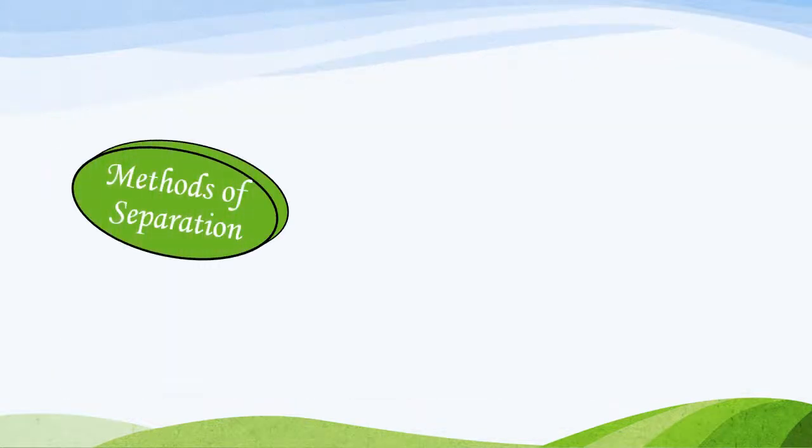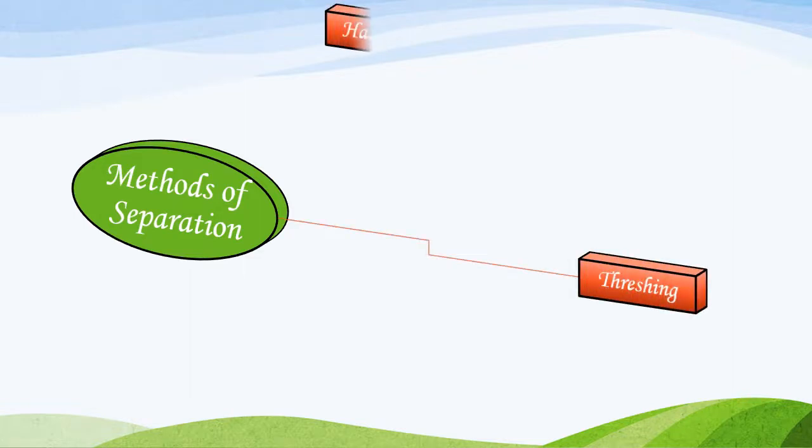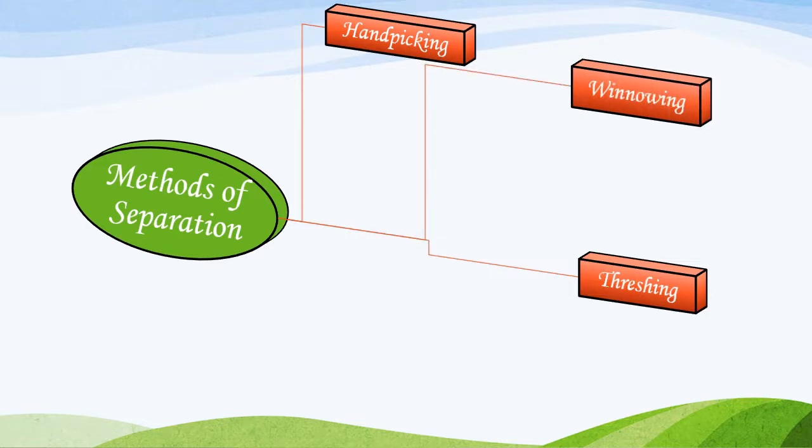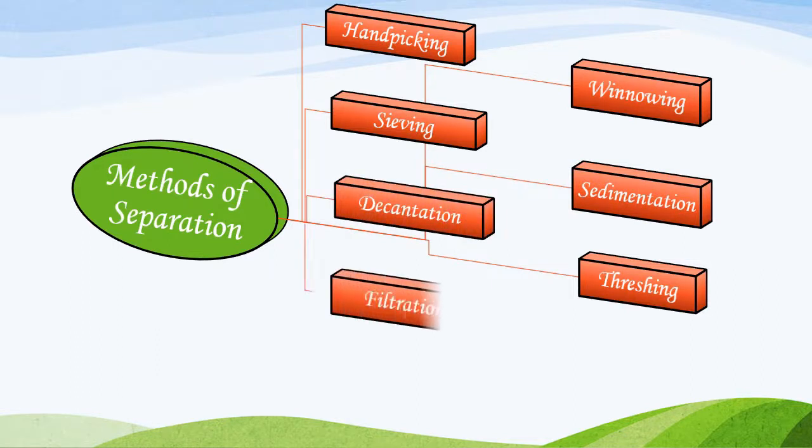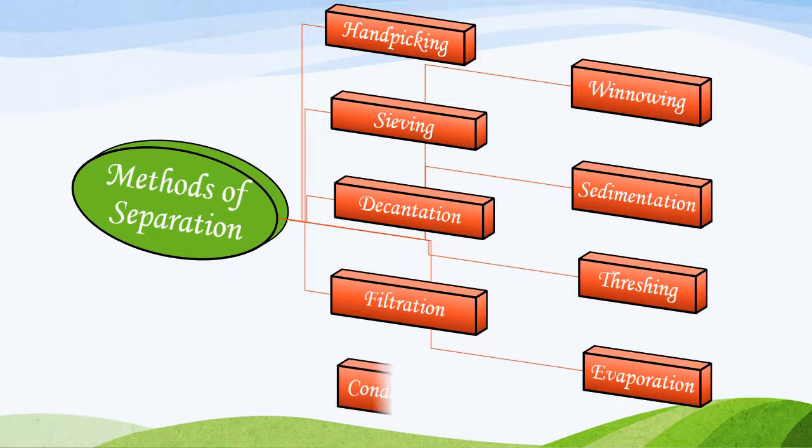Now we will see methods of separation. Number 1, threshing. Number 2, hand picking. Number 3, winnowing. 4th is sieving. 5th is sedimentation. 6th is decantation. 7th is filtration. 8th is evaporation. And 9th is condensation. So now we will study these methods in this chapter.